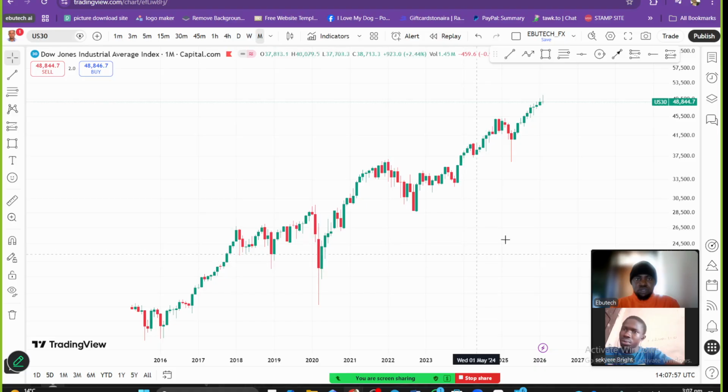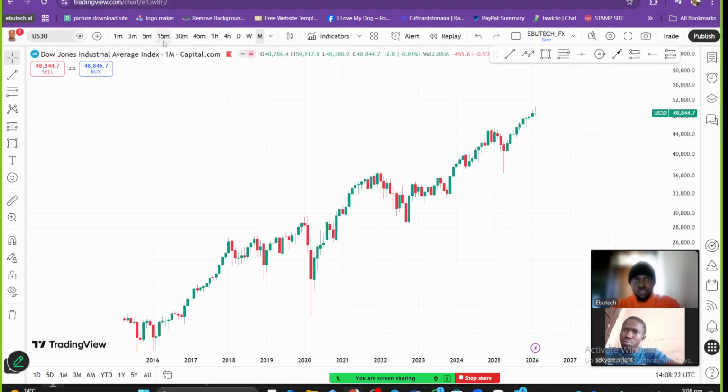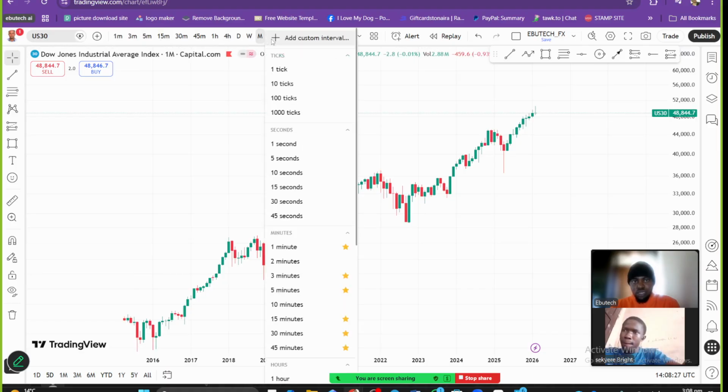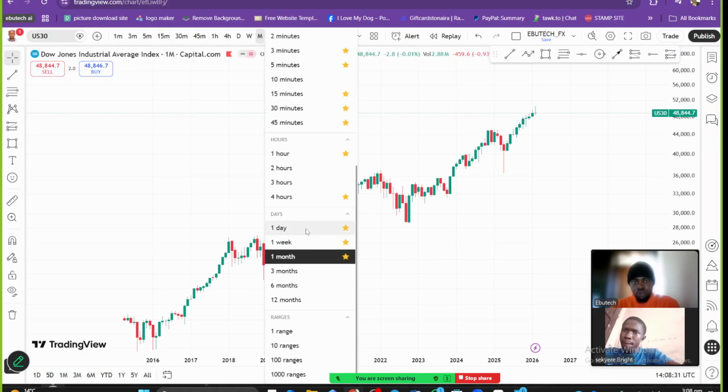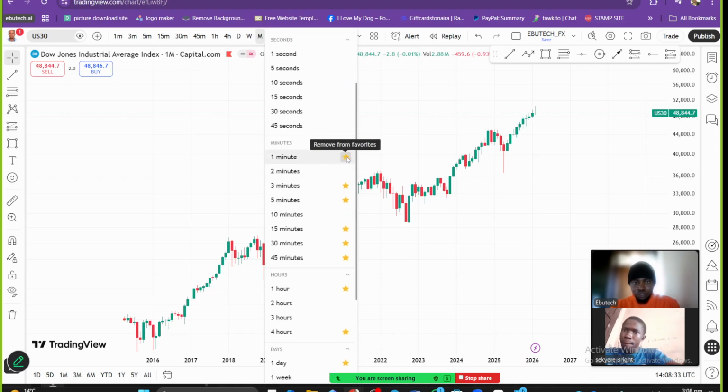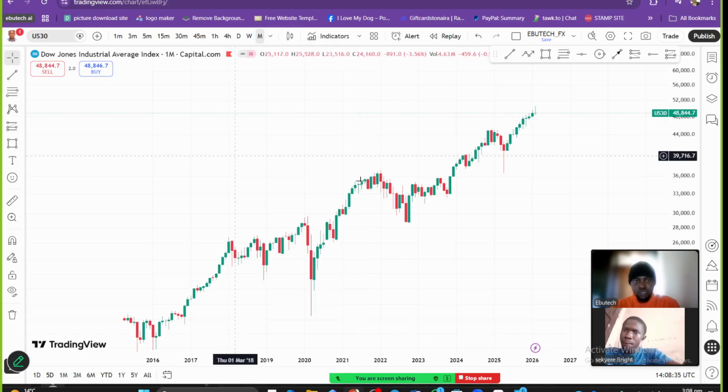You understand? So now this is the US30 chart. Now this is the monthly. Before you start analyzing US30, you have to start from the monthly time frame. These are the time frames that we have. I just want to briefly show you before we get to other things. These are all the time frames that we use. You can get other time frames here, but these are the ones that I use. That's why I starred them, I favorited them.